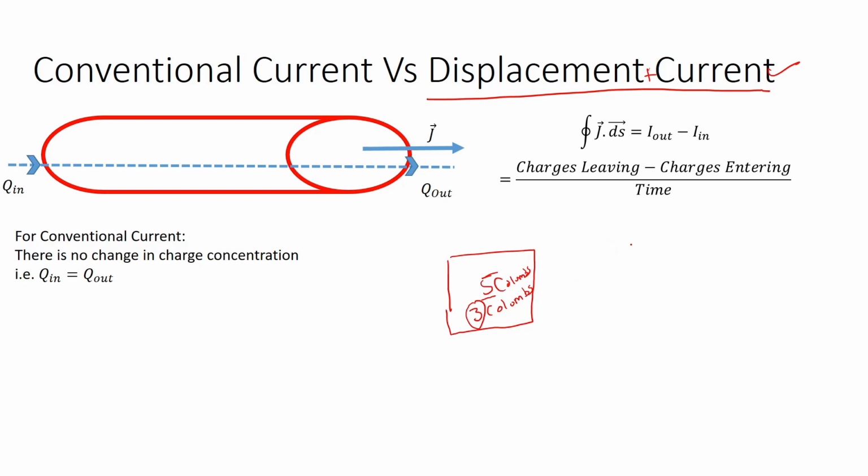That means the charges leaving is 2 and charges entering is equal to 0 in time t. For example, if the time of observation is 1 second, then 2 amperes of current has been observed. And this current is called displacement current.